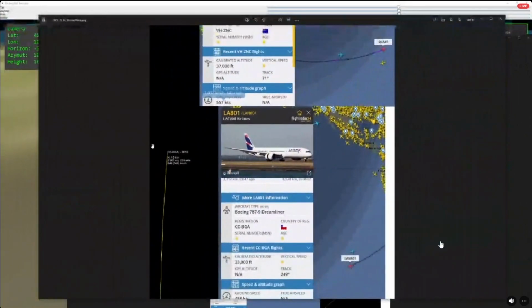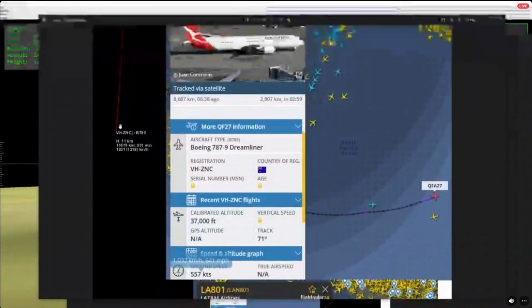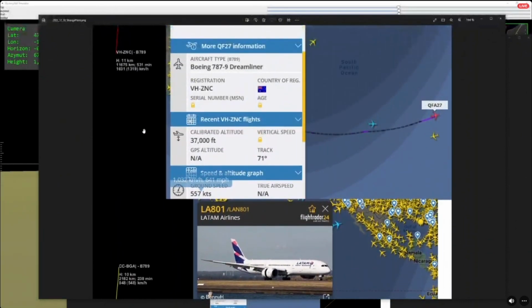Listen, because it's pretty interesting here. It's the same day. Okay? It's the same day, and this one was going west to east, and this one was going east to west. Look at the differential speed.